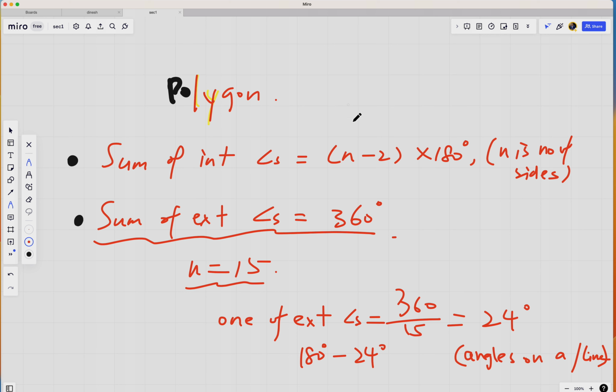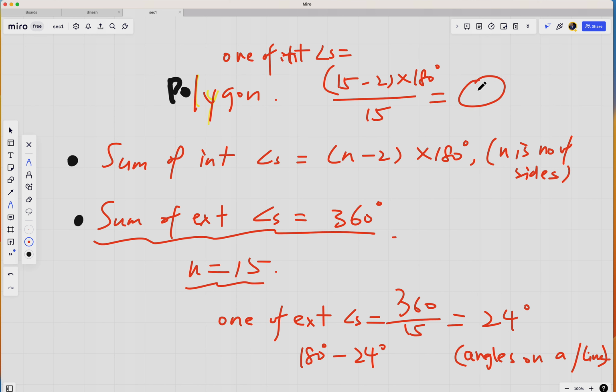Actually, you could have done it the other way also. You can use 15 and put in 180. That's the total, right? So total divided by one of them, then you can find out one of the interior angles. You can also do it this way. Once you get the interior, then you can get the exterior also. Does it make sense? So you could have done it this way.